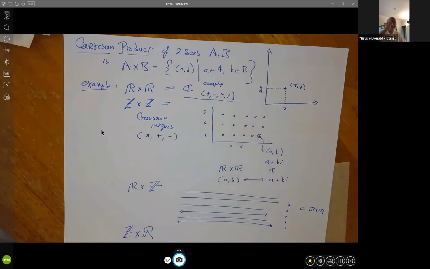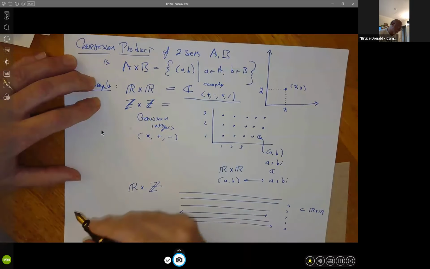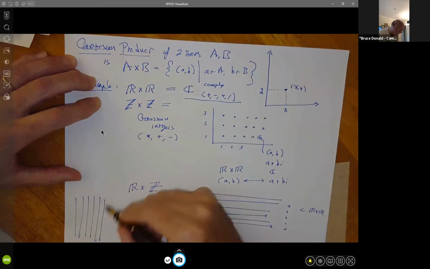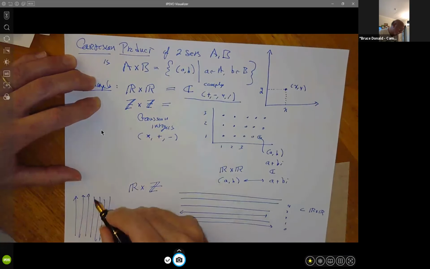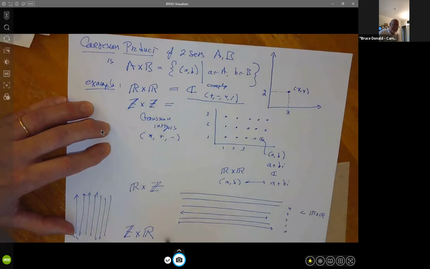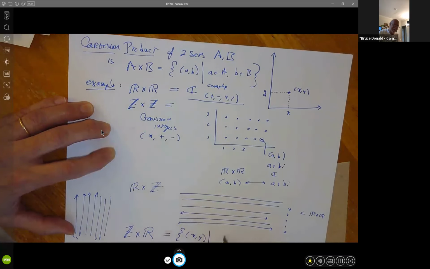Any ideas? Vertical lines instead. So Z cross R looks like this. Of course, it goes on forever, right? Because look at what I have here. This means that it can be written as sets of XY pairs, such that X is in the integers and Y is a real number, right?